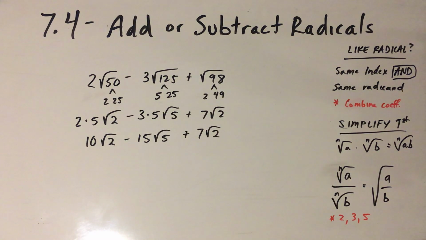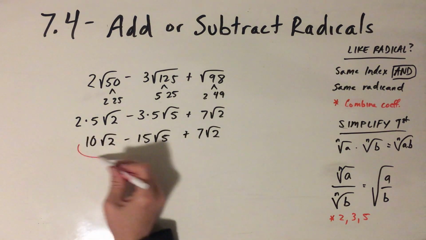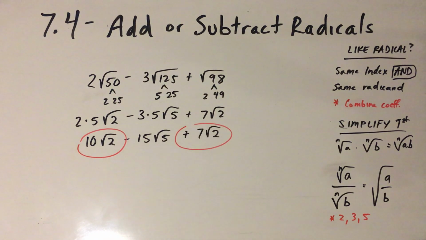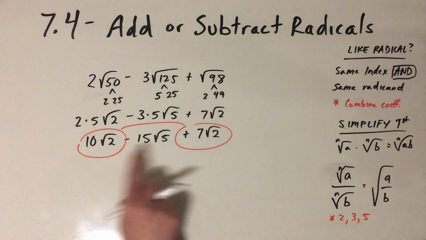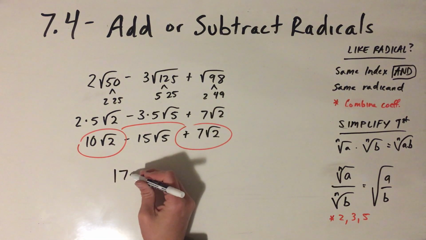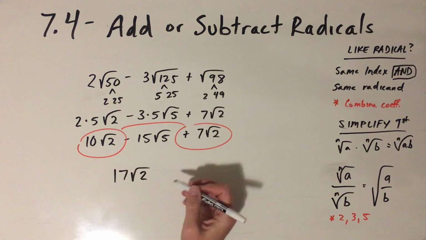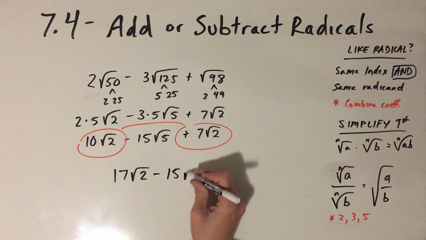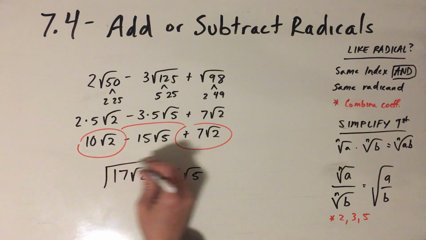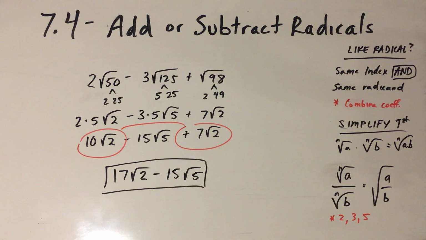So when I'm looking at these, I'm going to say, hey, this and this are like terms, so I can combine them. They're like terms because they have the same radicand of 2 and the same exponent or the same index, which is also 2. So 10 plus 7 is going to give me 17 square roots of 2 minus 15 square roots of 5. So this here is our answer for this problem.